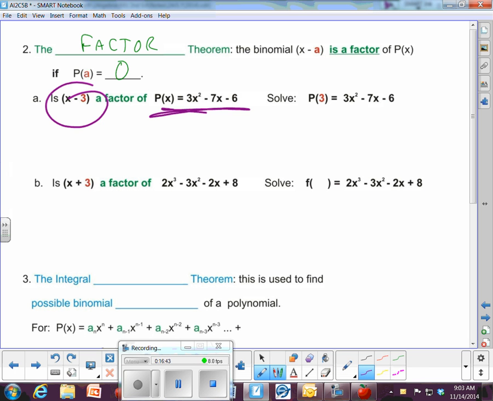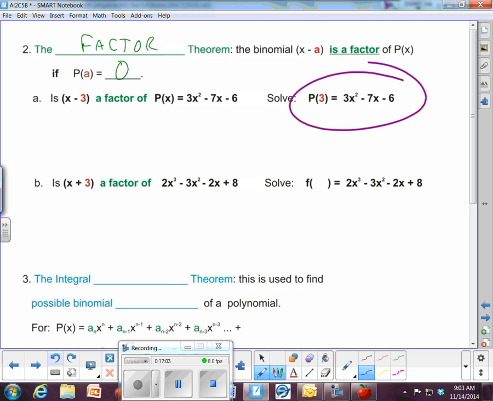For it to be a factor, what are you going to expect to get? A remainder of 0. So that's what you're after, a remainder of 0. If it's an x minus 3, then we have to do p of 3. Do you agree? So go ahead and solve that and see what you get for a remainder.